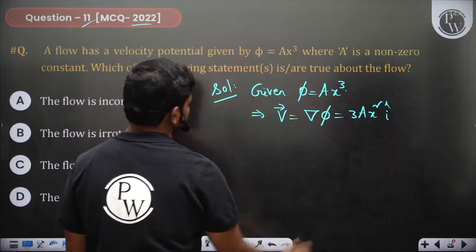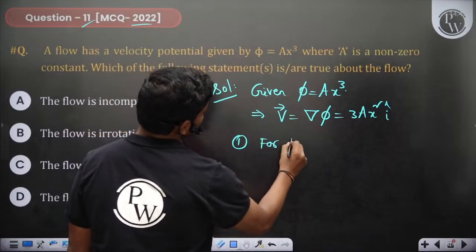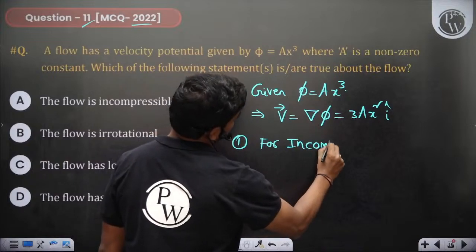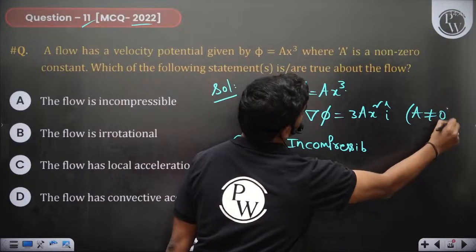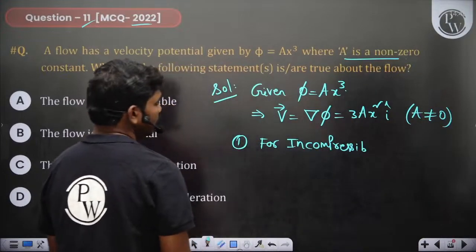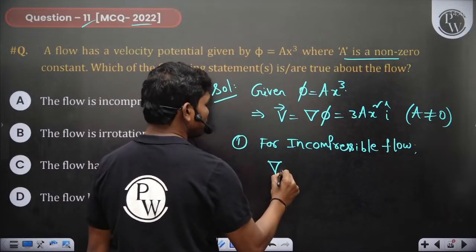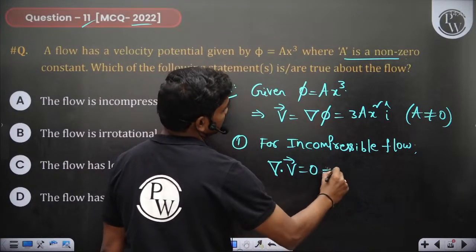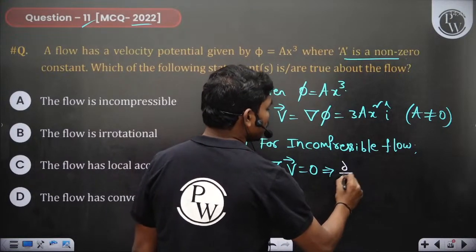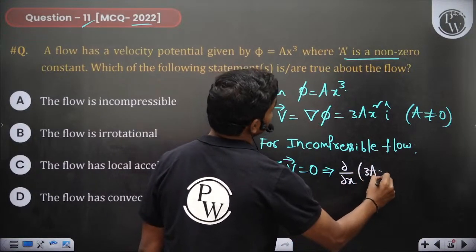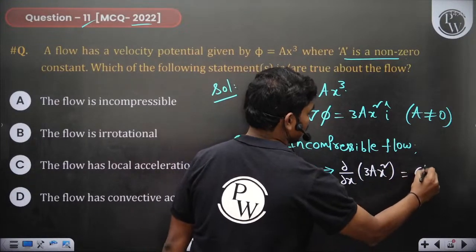Now let's see. First, the flow is incompressible. A is a non-zero constant, it's given in the question. So for incompressible flow, divergence of velocity should be 0, right? If you take the divergence of velocity to be 0, then this gives you dou by dou x of 3ax square, that's all, which is 6ax.